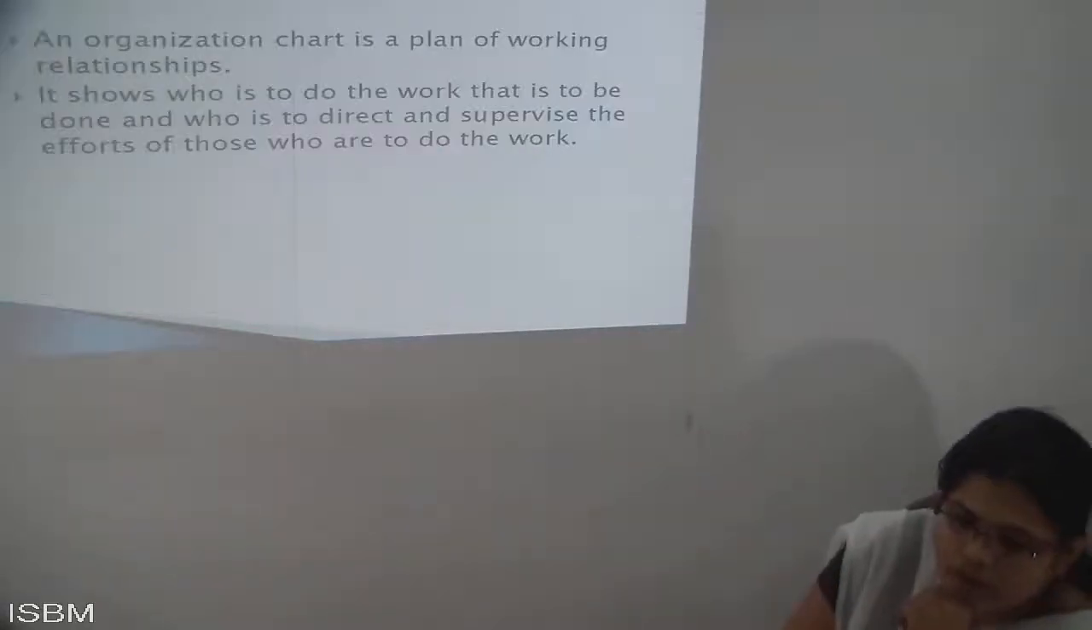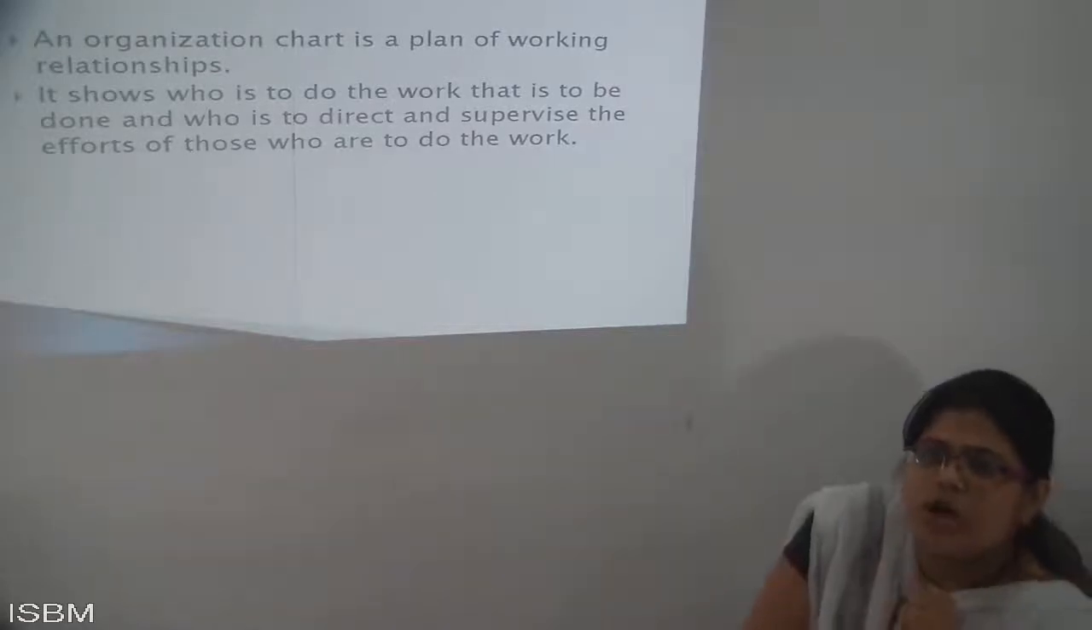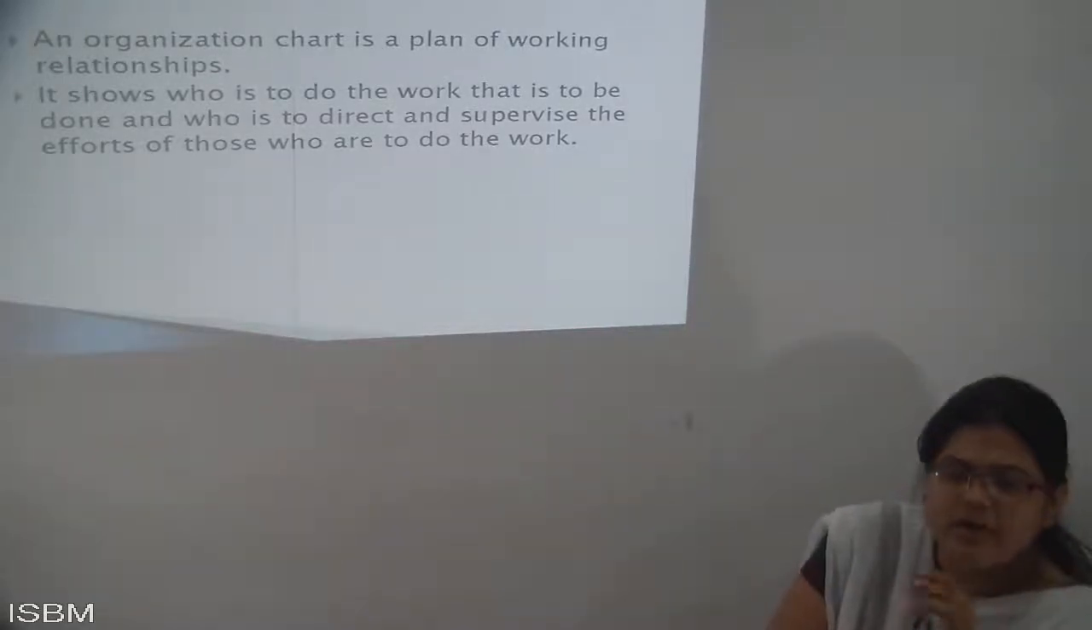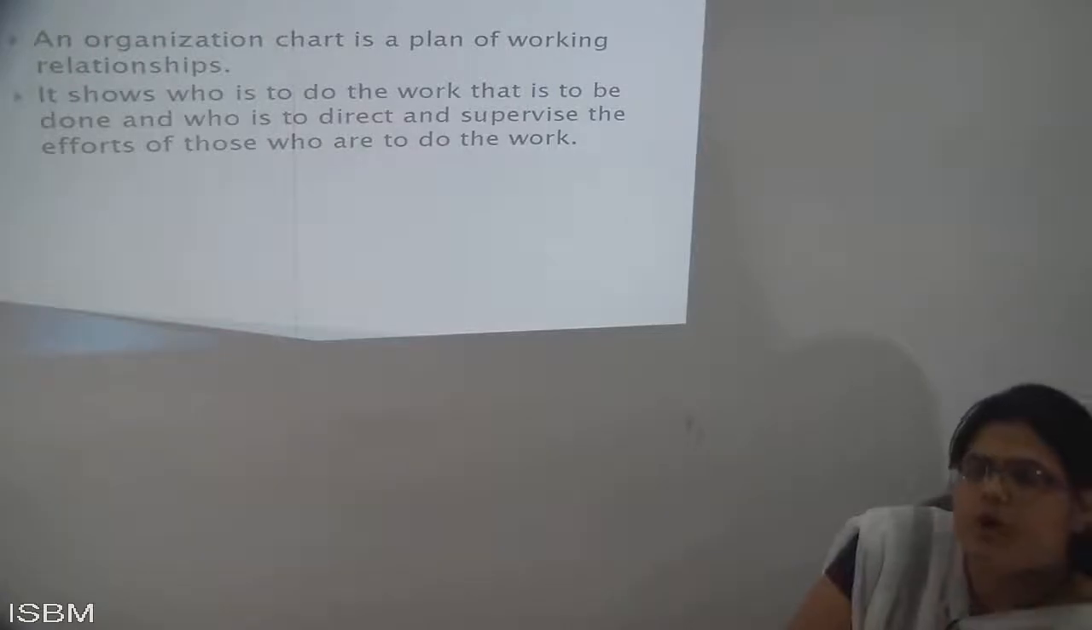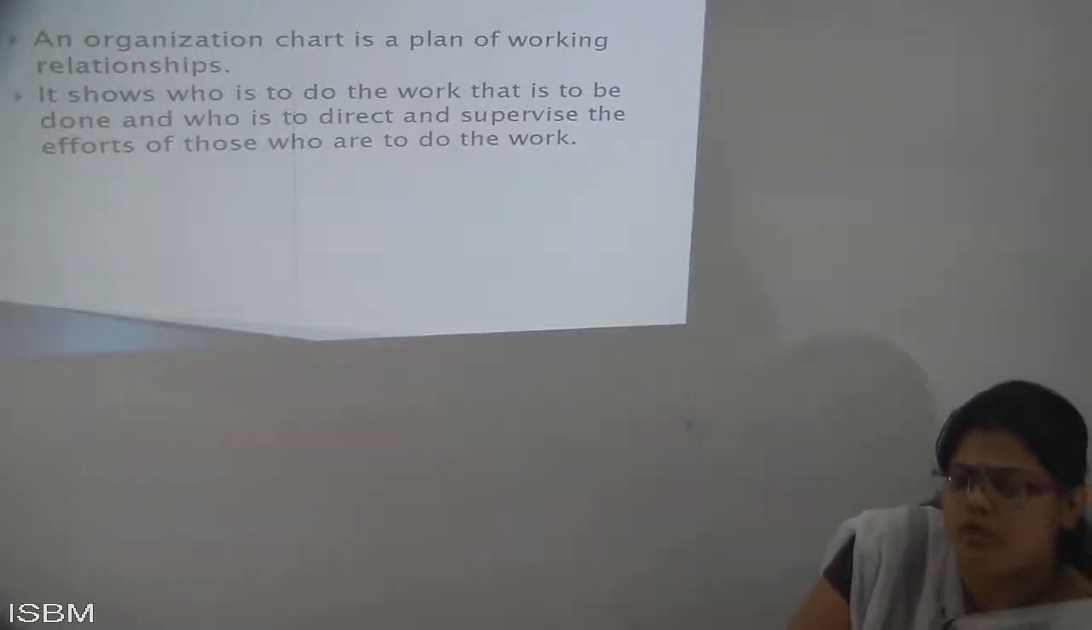You will be aware of the production manager, marketing manager, finance manager, and personnel manager, which means an HR manager. These are the different departments: production, marketing, finance, and personnel. Each has subordinates, the people who are there. So in an organization chart, as I am drawing, you need to show how the work will be allotted to each and every person in the organization.